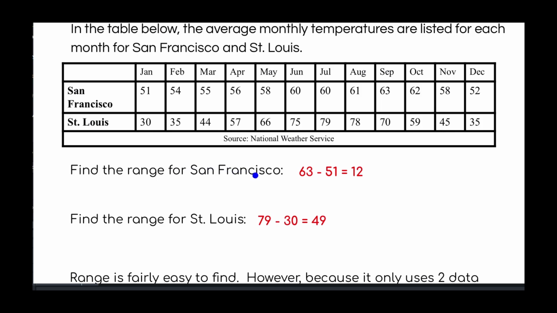So for San Francisco, the highest temperature was only 63 and the lowest temperature was 51. So we just do highest number, 63, minus lowest number, 51, and we got a range of 12. So basically, what this tells us is that the data is not very spread out. The temperatures seem to be consistently close to the same values every day or every month. They don't vary very much.